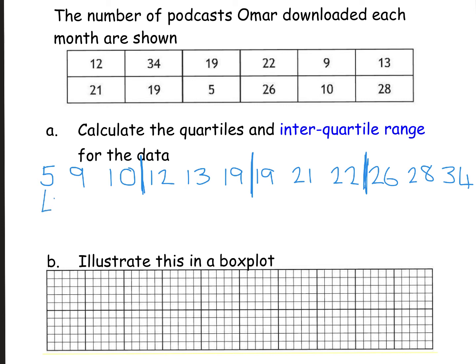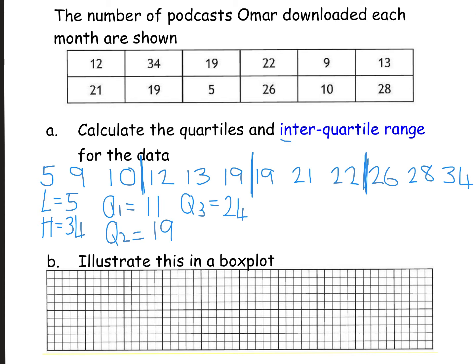Our lowest number will be 5. Our highest will be 34. I just always do them first. My Q1 is between 10 and 12, so 11. My Q2 is between 19 and 19, so it's just 19. Some people kind of worry about that one sometimes. And my Q3 is between 22 and 26. Well, that's a gap of 4, so it's 2 away from each of them, so it's 24.